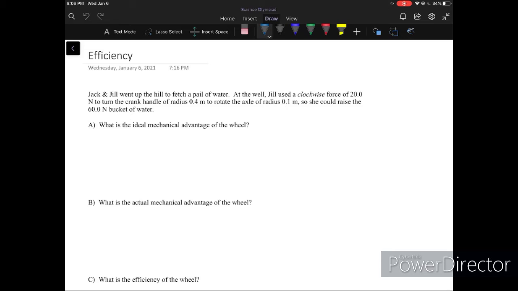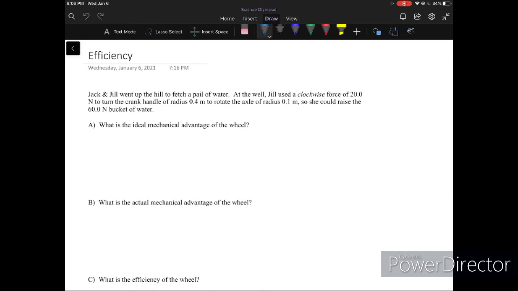Now we're going to look at a quick fun little example of efficiency using a wheel and axle in mechanical advantage. So first, the children's rhyme. Jack and Jill went up the hill to fetch a pail of water. At the well, Jill used a clockwise force of 20 newtons to turn the crank handle of radius 0.4 meters to rotate the axle of radius 0.1 meters so she could raise the 60 Newton bucket of water.